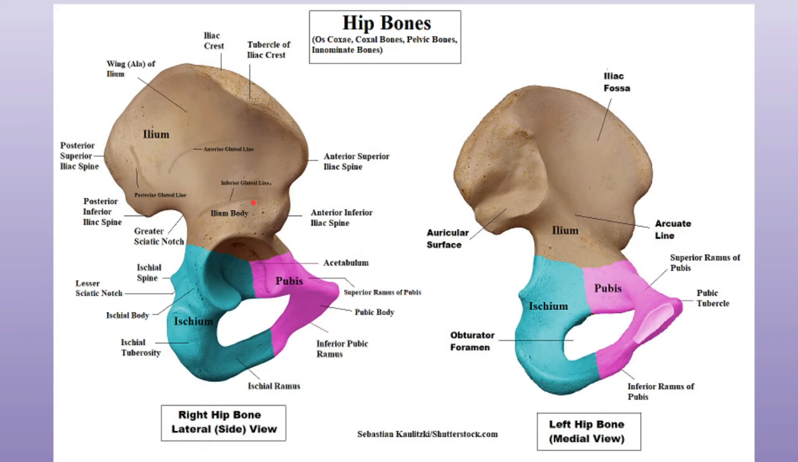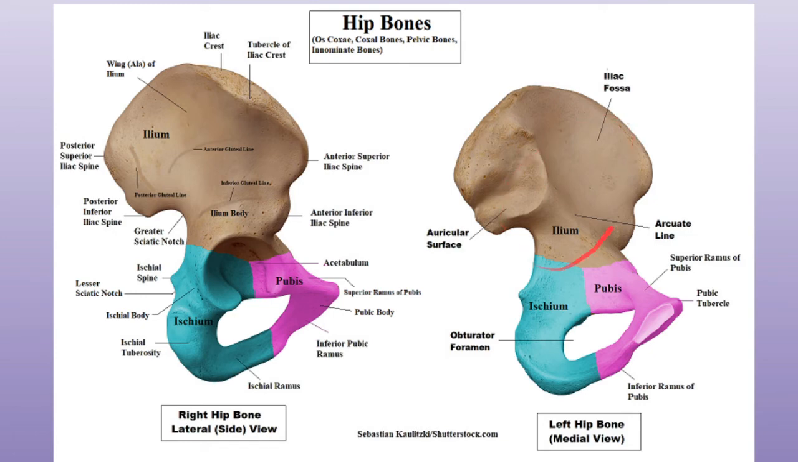It is basically ill-defined, and it begins a little above and behind the anterior inferior iliac spine, as you can see, and runs backwards and downwards to end near the apex of the greater sciatic notch. Now the iliac fossa is the large concave area on the inner, medial surface of this hip bone, the ilium, and is situated in front of this medial border.